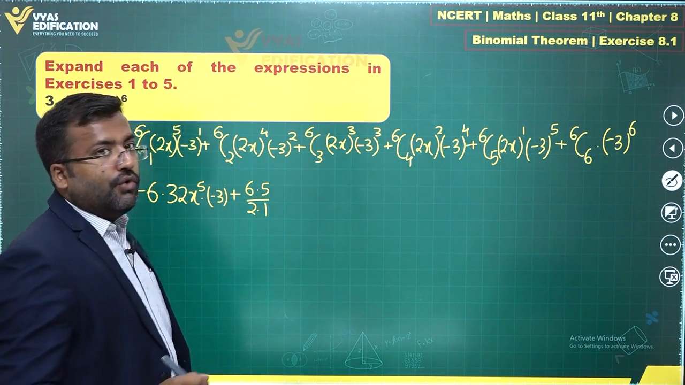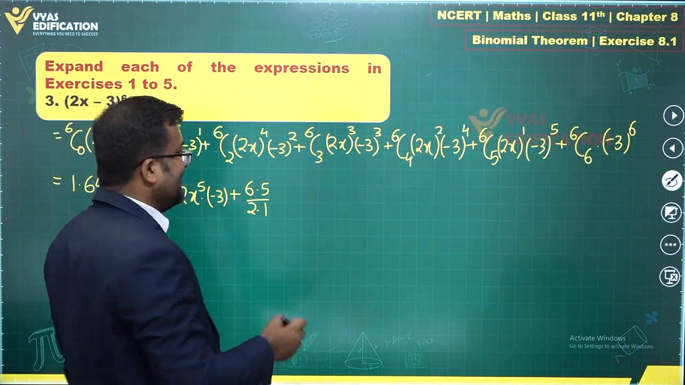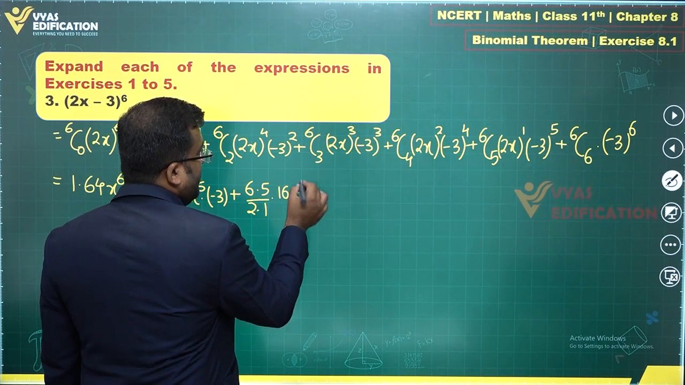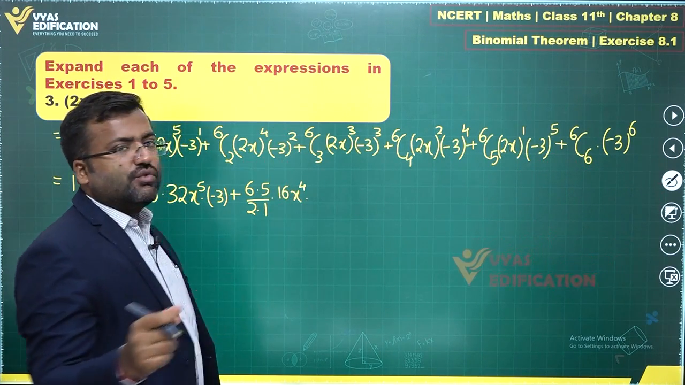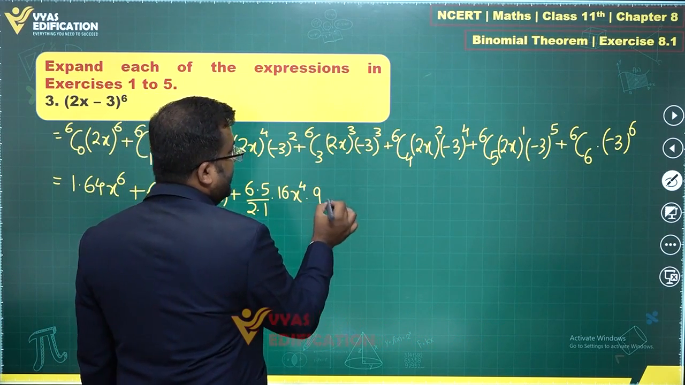What is 2x power 4? 2x power 4 is 2 power 4 times x power 4. And 2 power 4 is further 16. So this is 16 x power 4. What is minus 3 square? Minus 3 square will be actually plus 9. So this is 9 plus.